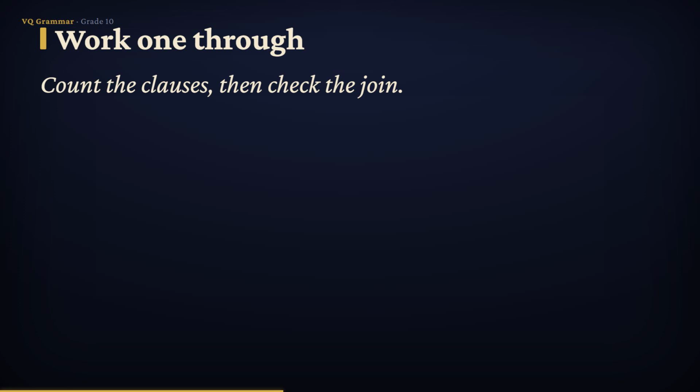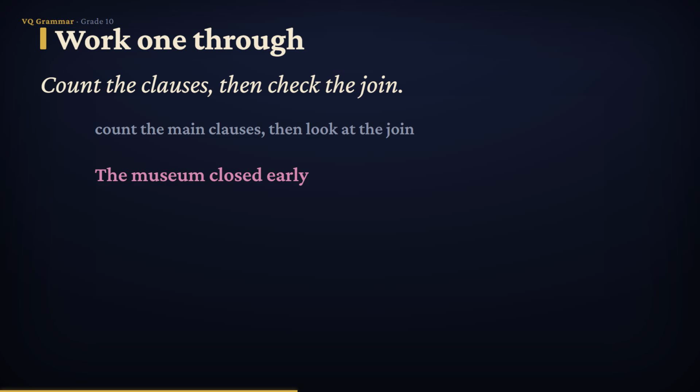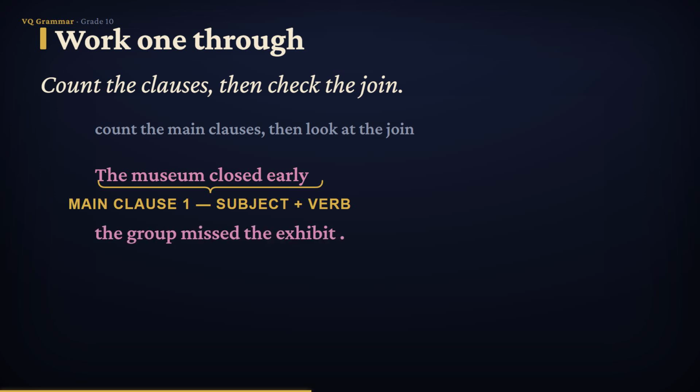Let's work one all the way through, slowly. Here is the sentence. The museum closed early the group missed the exhibit. Step 1. Find the subjects and verbs. The museum closed early. Museum is a subject, closed is a verb, and that whole piece could stand alone as a sentence. So that is main clause 1. Now keep going. The group missed the exhibit. Group is a subject, missed is a verb. Main clause 2, also perfectly able to stand alone.